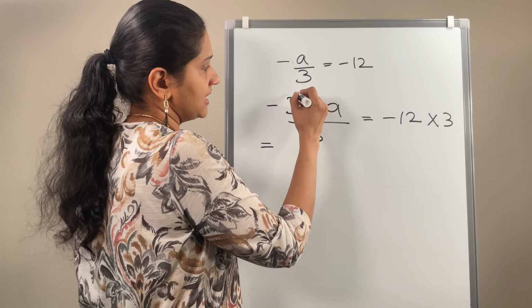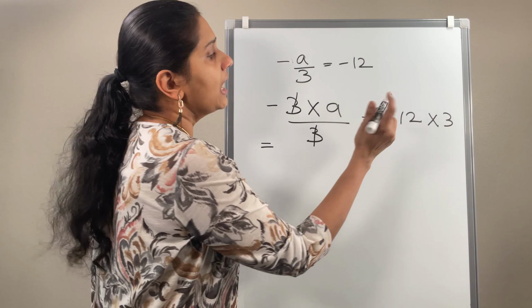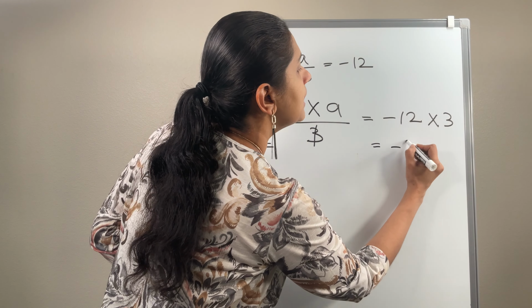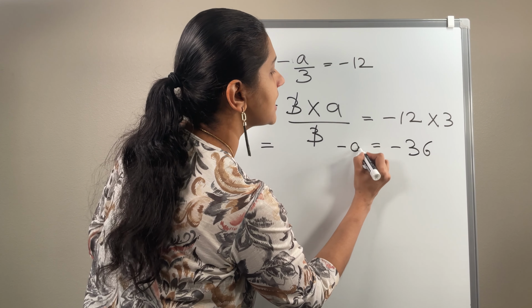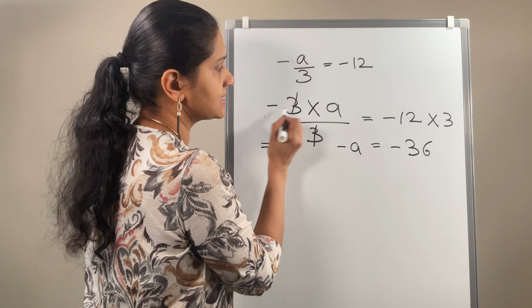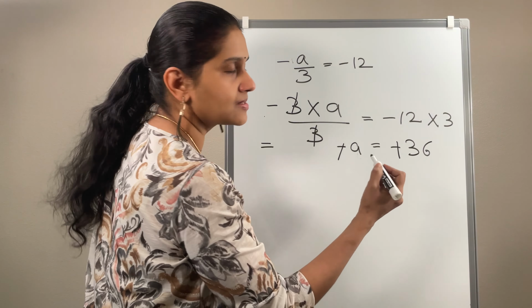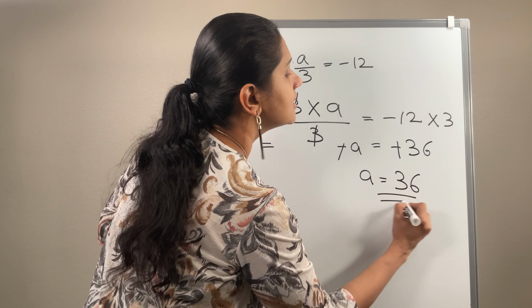Now, here you can see that 3 will get cancelled out. It is going to be minus a. And here you can see it is minus 12 times 3, that is going to be minus 36. So, what we have now is minus a equal to minus 36. This minus will get cancelled out and a is going to be equal to 36.